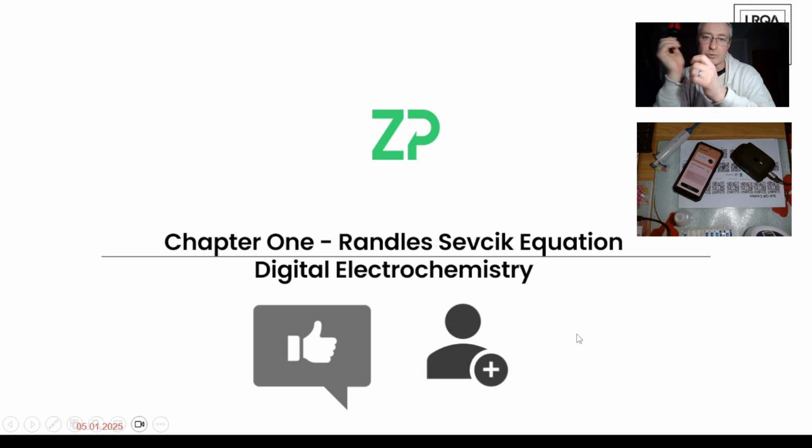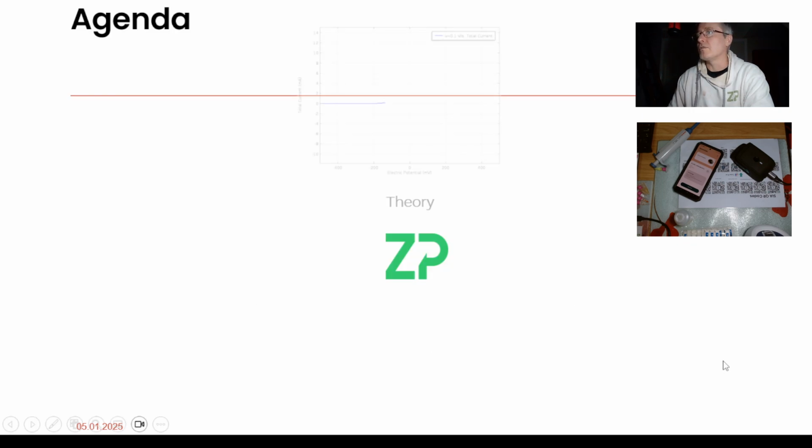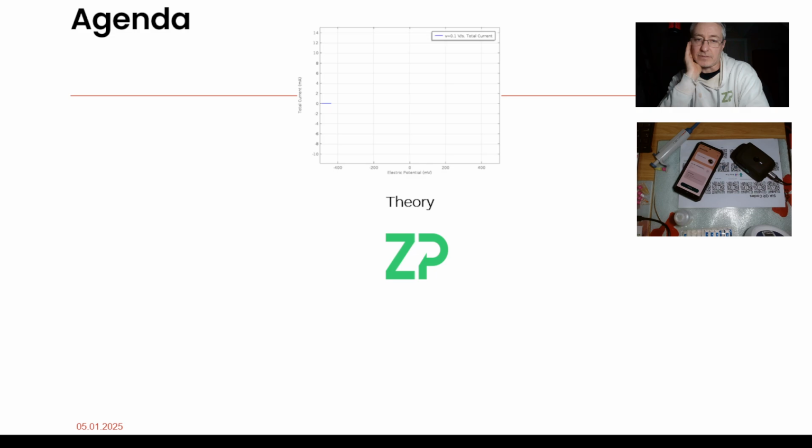Really what's going to happen here is we'll talk about theory, we'll do an experiment, and we'll do a Python simulation of that theory as well. So as I say, the experiment we'll be doing tonight is cyclic voltammetry.